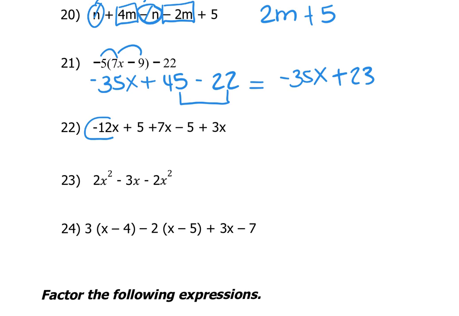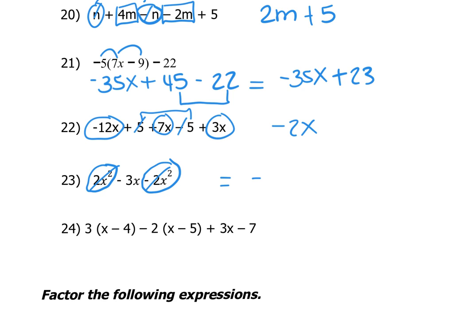Number 22, we can put together these x's, and then we'll put together the constants. So 7x and 3x makes 10x, and negative 12x and positive 10x will give us negative 2x. And then 5 minus 5, they completely cancel out, so our answer is just negative 2x. In number 23, we can combine these two because they have the same variable, and 2x squared minus 2x squared, they're going to cancel out. So our answer is just negative 3x.